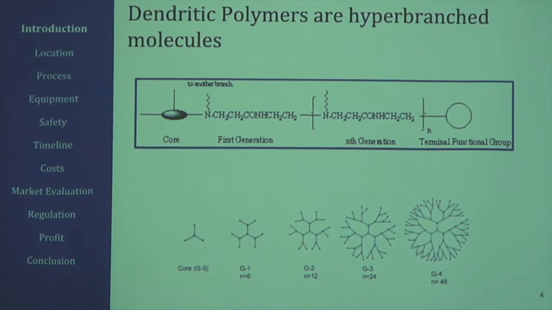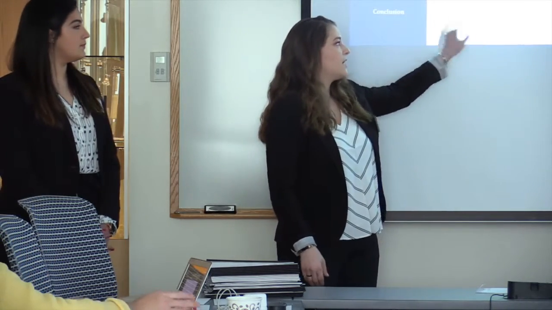So these can be synthesized through two different methods, convergent and divergent synthesis. So we'll be using divergent synthesis, which means that it starts at a 0 and we'll build it outwards until it's this tree-like structure. So in between kind of all the branches is where the drug will be able to sit.